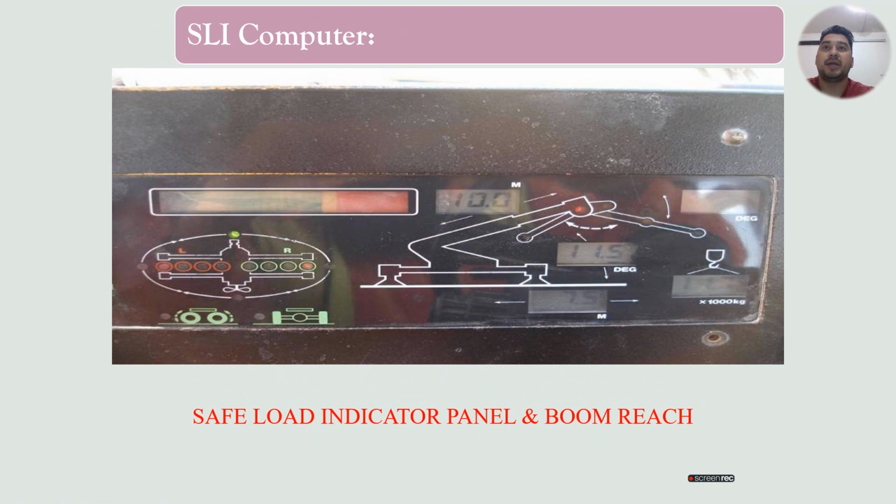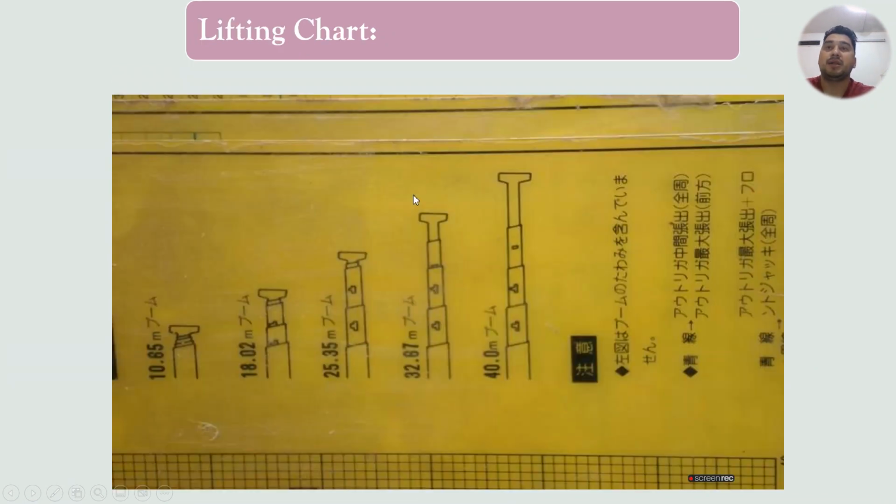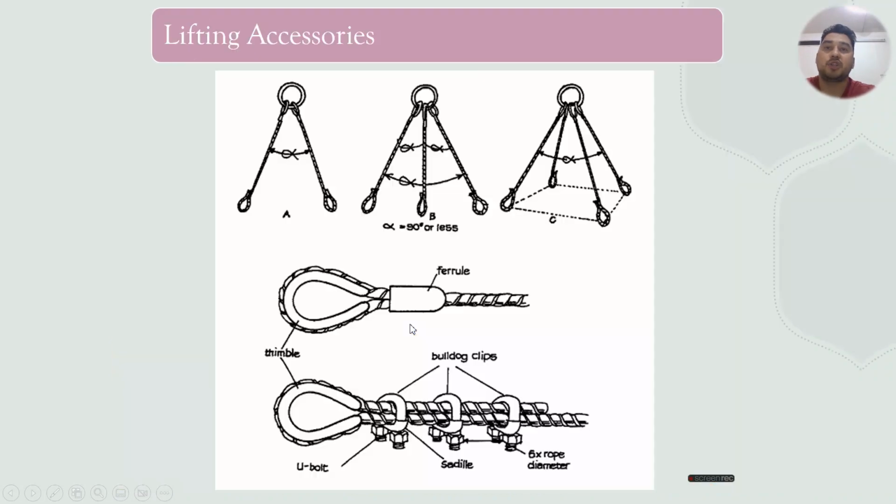SLI computer, safe load indicator computer, safe load indicator panel, and boom bridge. This is the computer which will show you the different categories here. After that, the lifting chart. This is the lifting chart that we have to use, and it should be there on the crane also. You can see here, it will show you the different distances: 10.65 meter, 18.2 meter, 23.5 meter, 32.67, 40 meter. So this is the one. This way you have to use it, and you have to check the lifting chart.